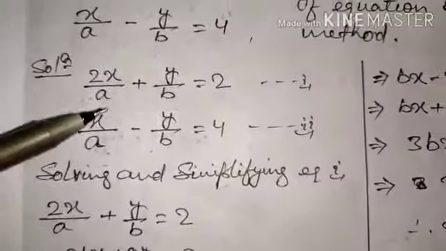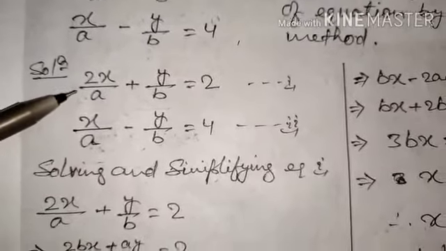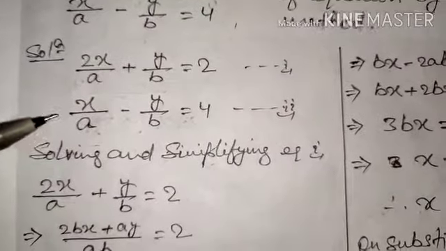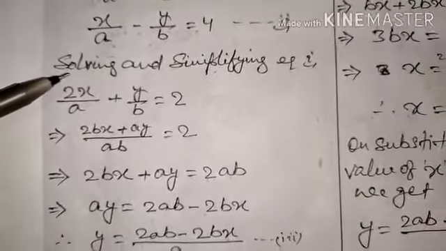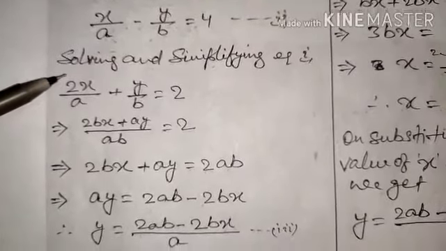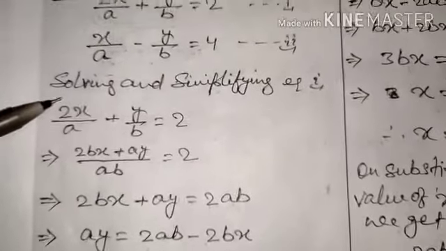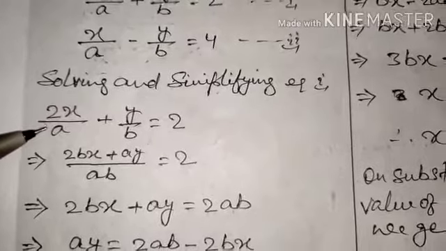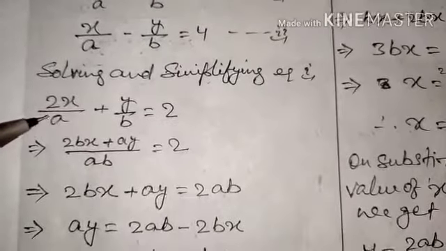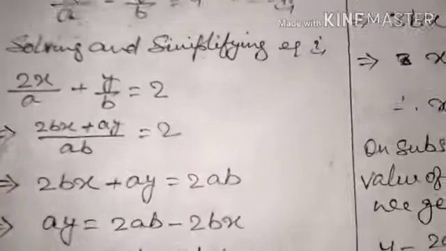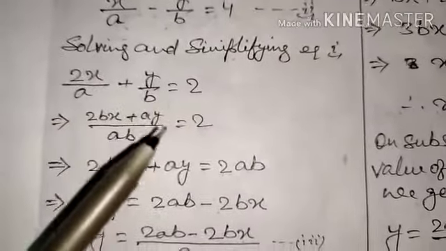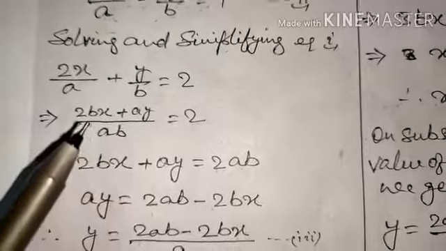Let us start our solution. I have written both the equations again, first equation and second equation. Because we have to use the substitution method, we continue with the same method. So I'm solving and simplifying equation first: 2x by a plus y by b is equal to 2. The steps must be clear to you. Now I'm doing the fractional addition, which you will know.